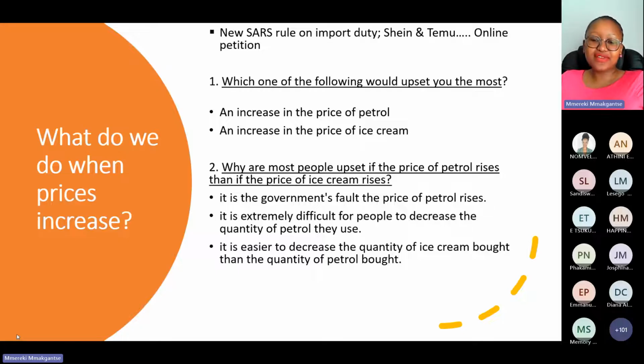Exactly. Thank you, Mohabi. It is difficult to reduce the quantity of petrol because petrol, we need it. Petrol is a necessity. It's like electricity. We all know the electricity tariff was increased. Now we have not been experiencing load shedding because they tried other ways of a solution, which means tariff increases. There is no substitute for petrol, electricity, and things like that.